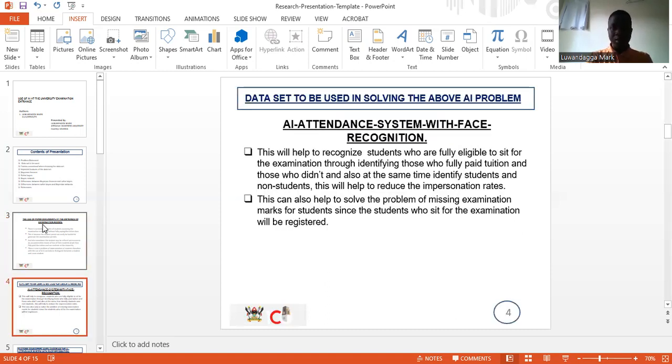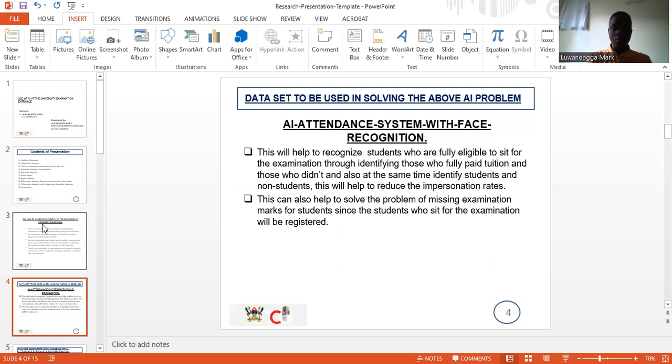The dataset to be used in solving the above problem is from GitHub. It's the attendance system with face recognition dataset. Particularly, this dataset is going to help us recognize students who are fully eligible to sit for the examination, by identifying those who fully paid tuition and those who didn't, and at the same time identifying students and non-students. This will help to reduce impersonation rates. When it connects to the database, it should be able to identify that you're a student and eligible to sit for the paper, or that you're not eligible to sit for the paper.